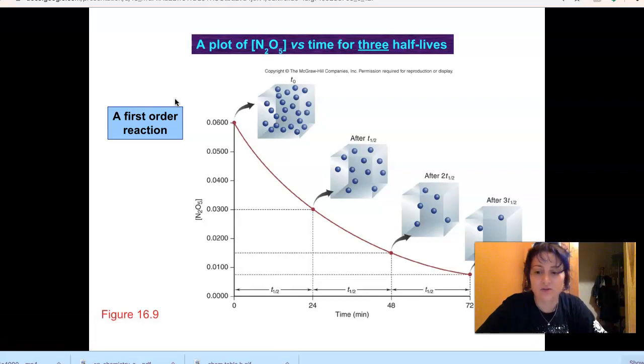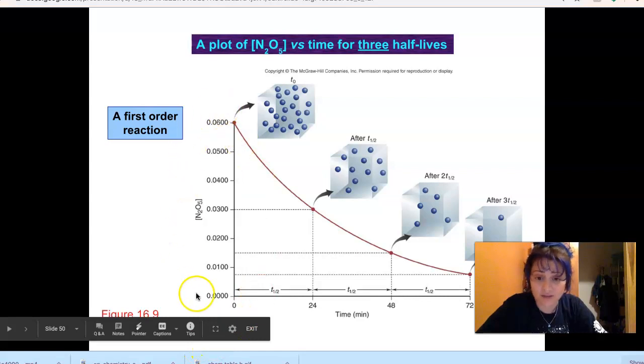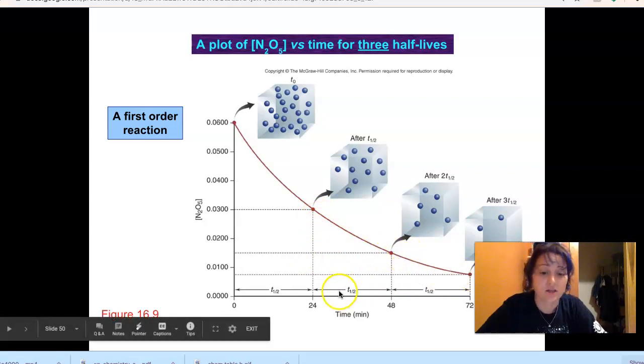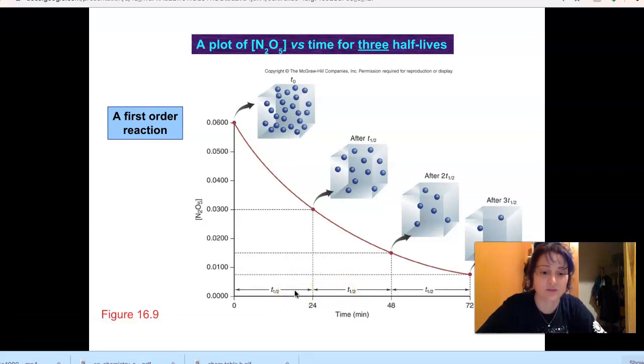Another way to look at this, again, looking at experimental data here. At each half-life time interval, which on this plot you can see the half-life is 24 minutes, you are left with half of the original concentration. So you started with 0.06 molar of N2O5. After 24 minutes, you had 0.03, which is 1/2. After another 24 minutes, you had 0.015. After another 24 minutes, you had half of that, 0.0075.